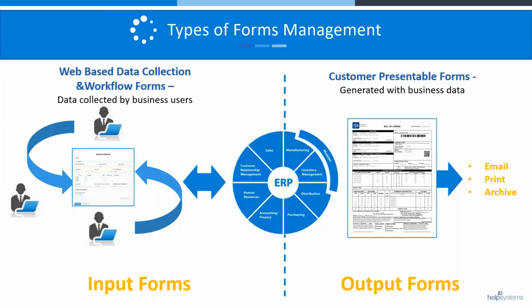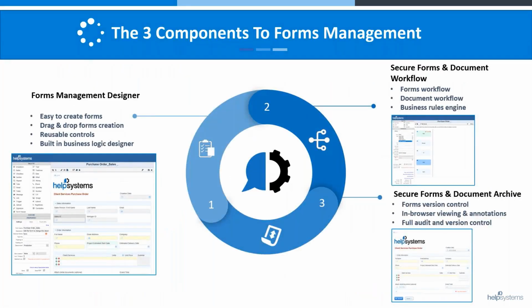Now, from an input form standpoint, here's how it works with the ERP system. You have your ERP system, and you have the front end of the forms that people are mostly using to input data, to get that data to create those documents on the back end with the output form process. So you can have that two-stage effect inside of there.